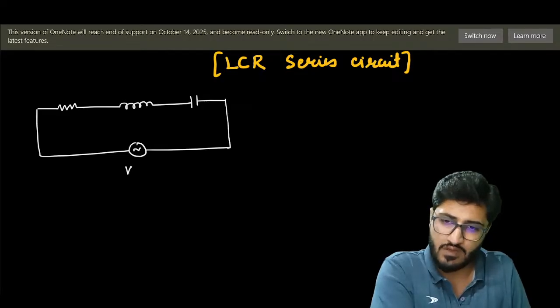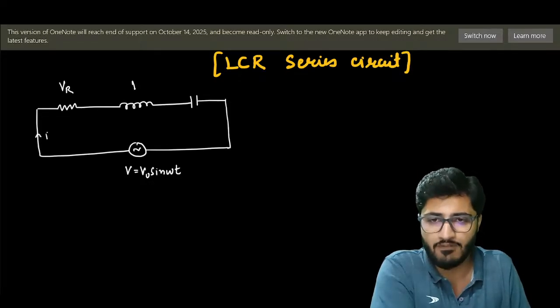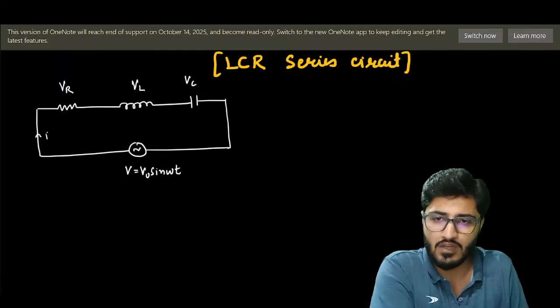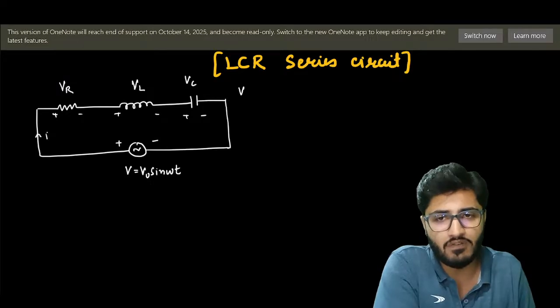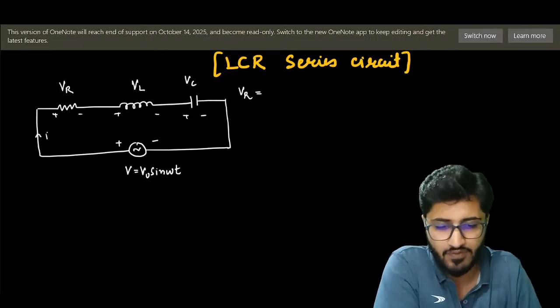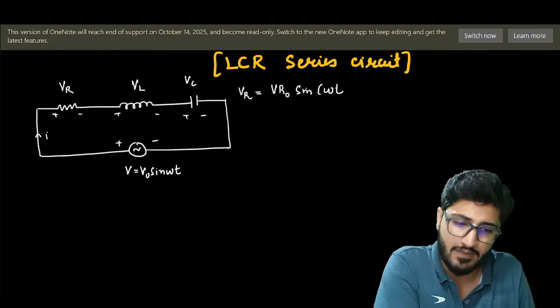My input V equals V naught sine omega t. Okay, so here my current I is flowing. So this is my VR, VL, VC. For the time being, it is positive, negative, positive, negative, positive, negative, for the time being only. So how to write VR now? Any idea about VR? Yes, sir. VR will be VR naught, the peak value, sine omega t.